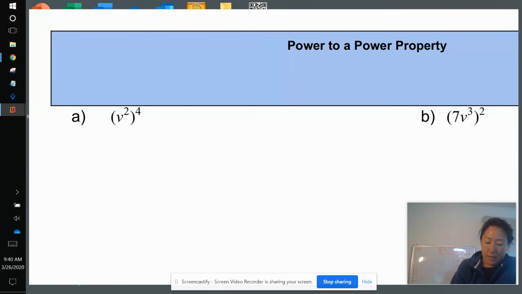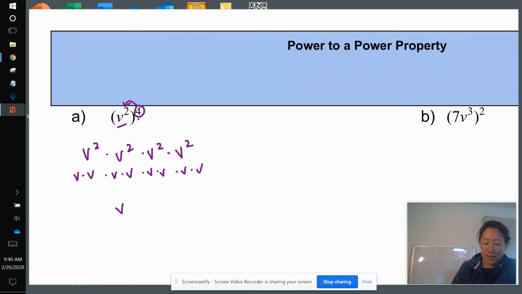So this time, if you notice, the power of 4 doesn't have its own base. It actually does. Its base is everything inside the parentheses. So what I have here is 4 copies of v squared. So I'm going to expand it. V squared times v squared times v squared times v squared. And then I'm going to expand each one of these. This is v times v times v times v times v times v times v times v, which gives me v to the 8th. That's a lot of work.